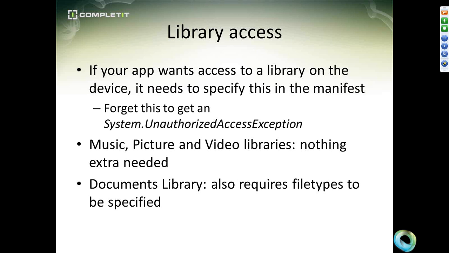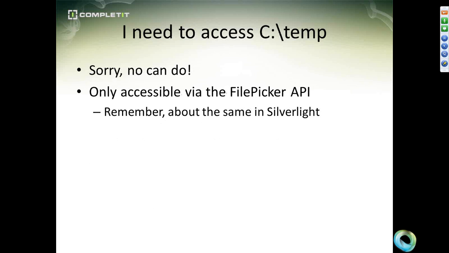So if you use content of the music, the picture, and the video library, nothing else is required. If you want to use files from the documents library, you actually need to specify file types that your application is going to work with as well. I'm going to show you that in just a second. One last thing. My application needs access to the C temp or the C whatever or the D whatever. Well, sorry, we can't do that. The only way to access files physically in the file system is using the file pickers. There's a file open picker that allows the user to select a file, and then your Windows 8 application will get access to that file. It can read out that file. That's again the same thing as with Silverlight with the open file dialog.